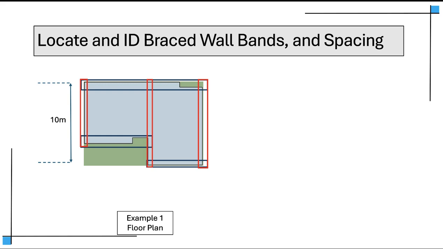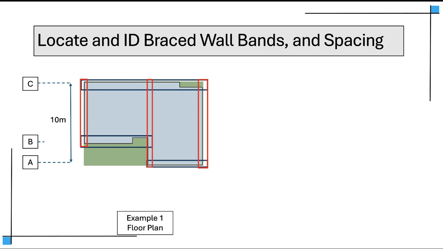Once we have this measurement, I can then go ahead and label or identify the brace wall bands that I have running up that axis. So I'm going to call this one A, B, and C. So now I know that I have 10 meters between the two ends, and I have 3 brace wall bands in that orthogonal direction.